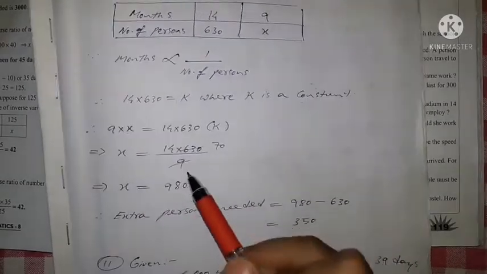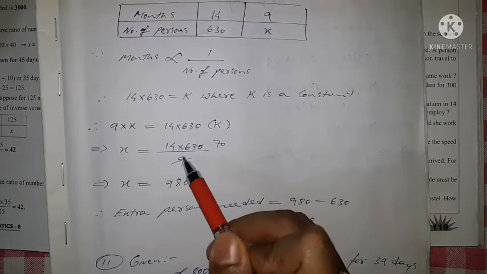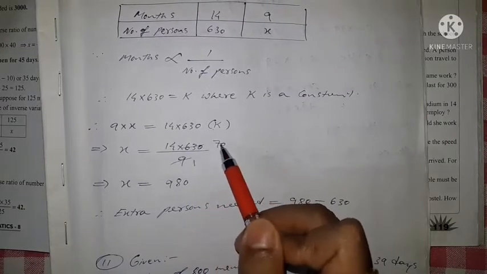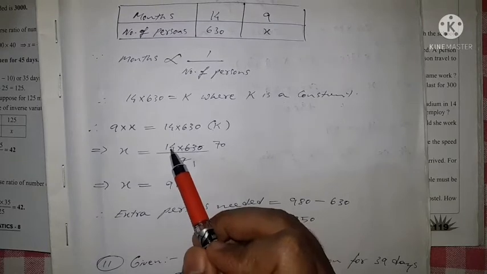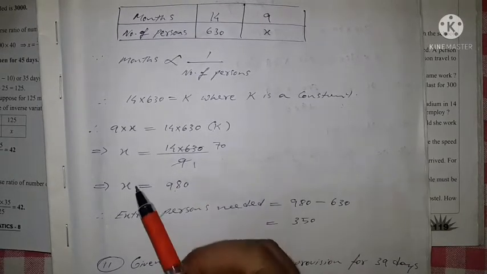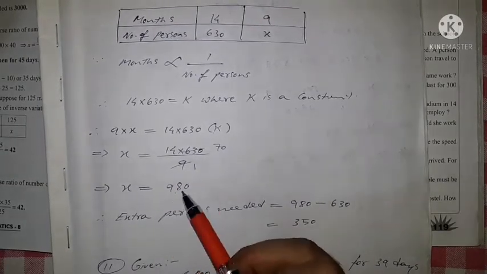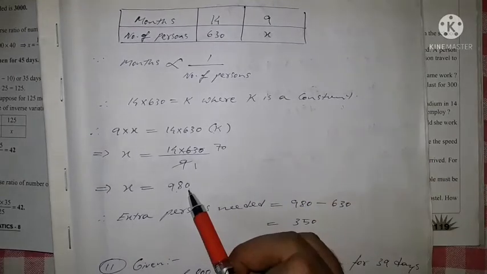it becomes divide. So we cancel this 630 with the 9: 9 1s are 9, 9 70s are 630. That means 14 into 70 is 980. So the number of workers needed to complete the work within 9 months is 980.